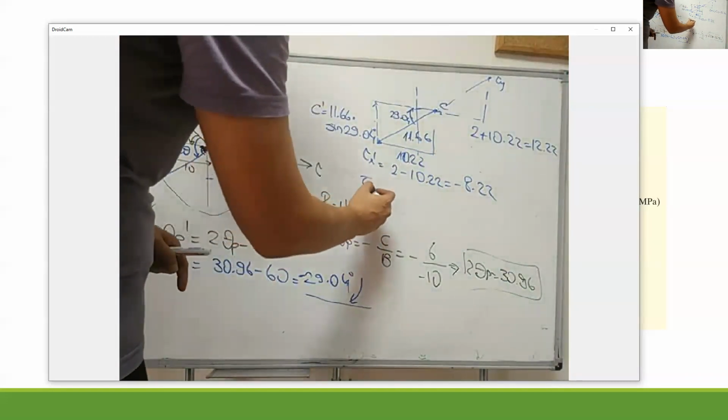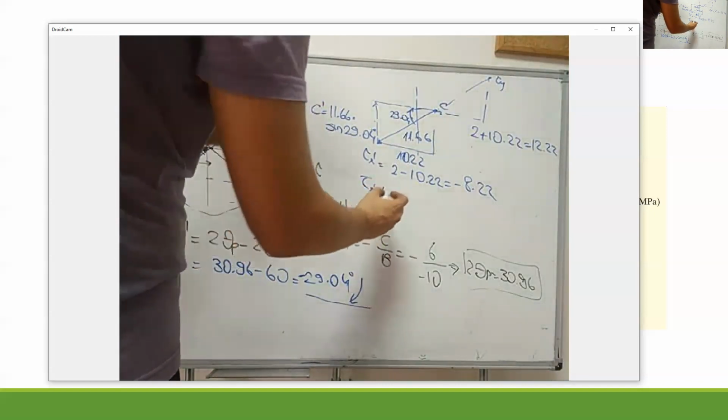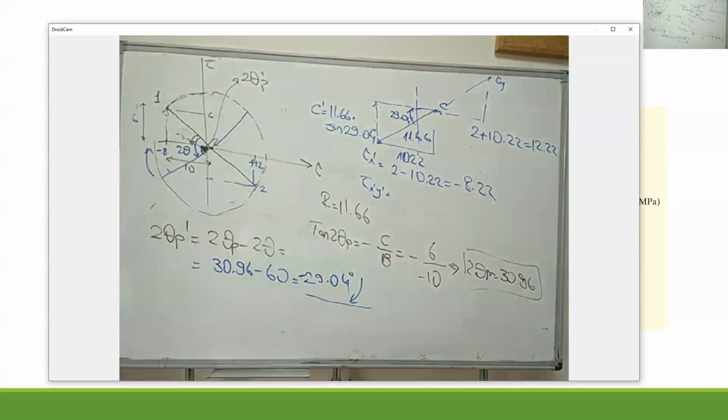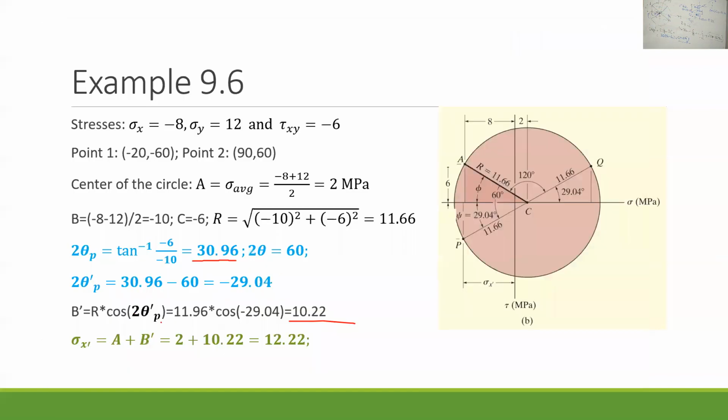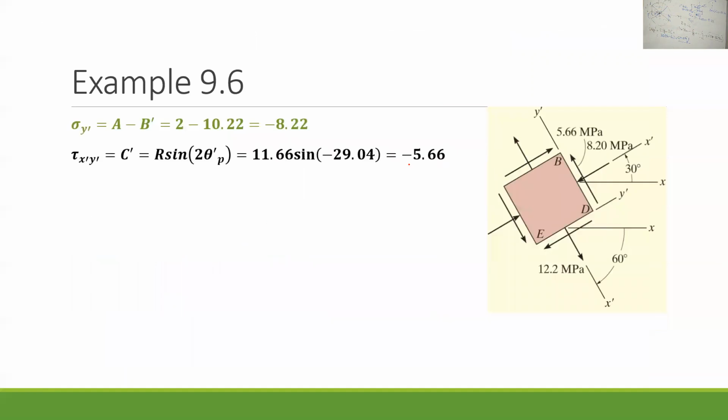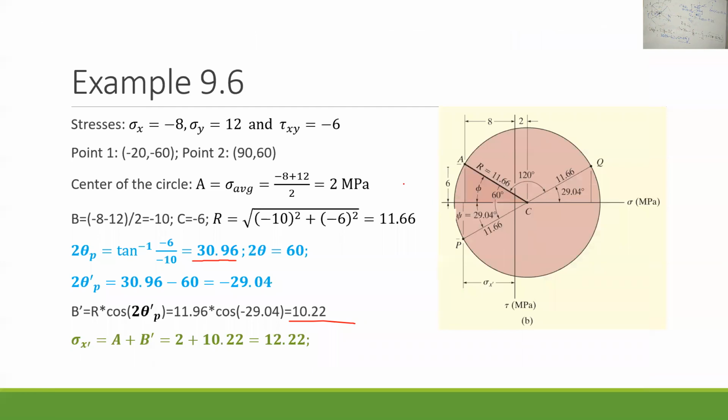Also the tau value is needed. So tau x prime y prime is equal to, I can't calculate, I need a calculator. Let me check. No, I calculated it here: 5.66. So this value is 5.66.